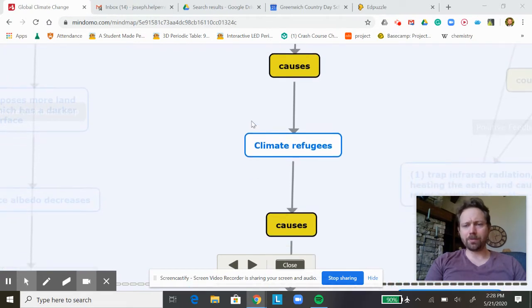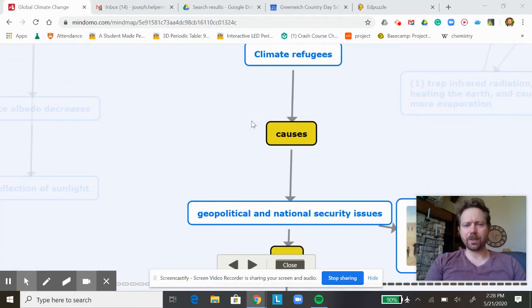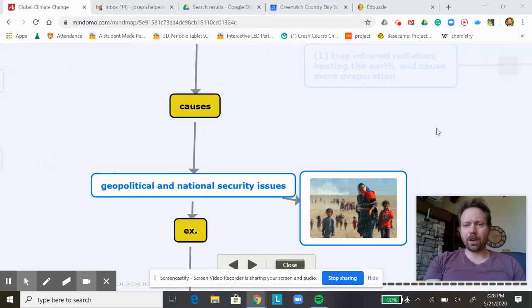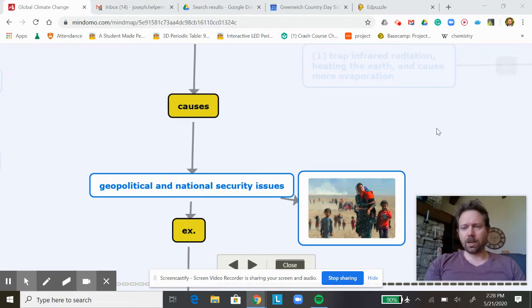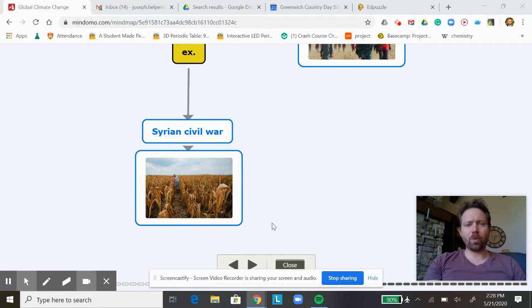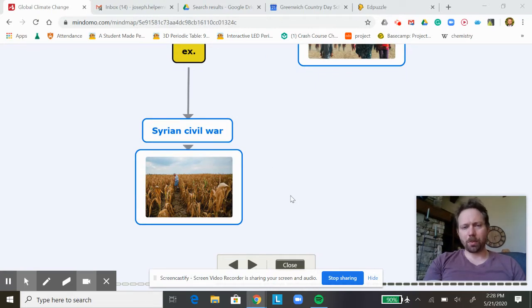When people don't have food, they have to move to new places, which inevitably causes geopolitical and national security issues like the Syrian refugee crisis. This is obviously not only about climate change, but it was certainly a factor influencing the move of so many people. The Syrian war was also a part of the effects of climate change.